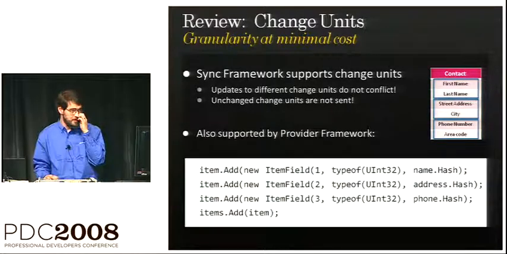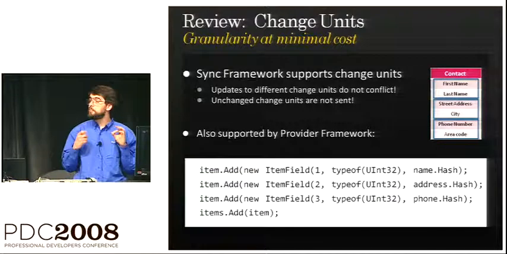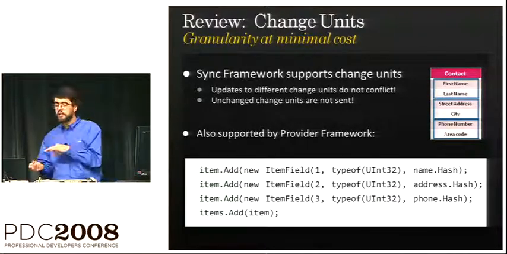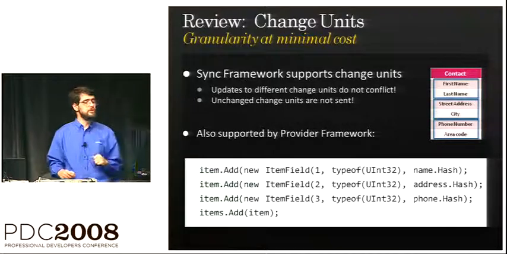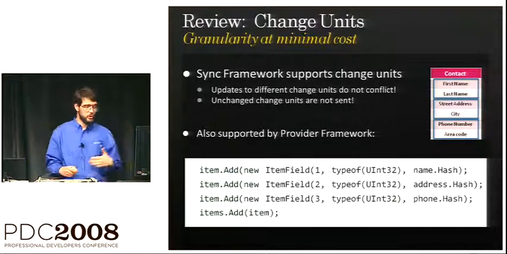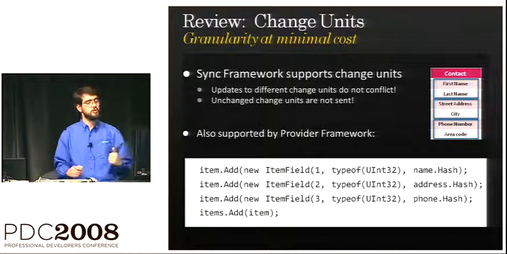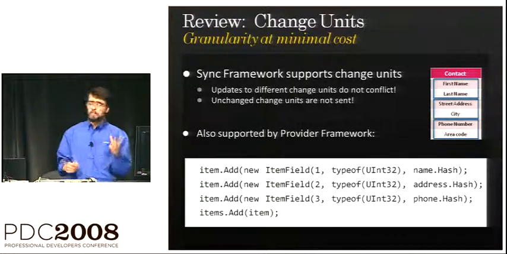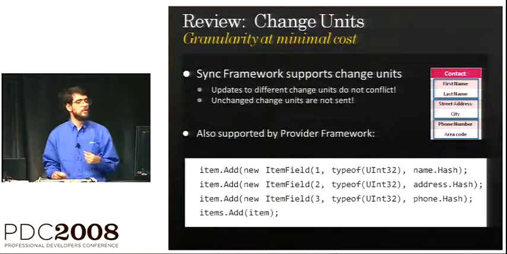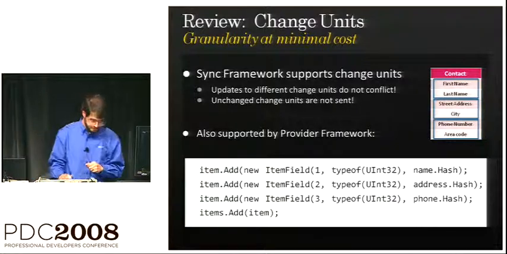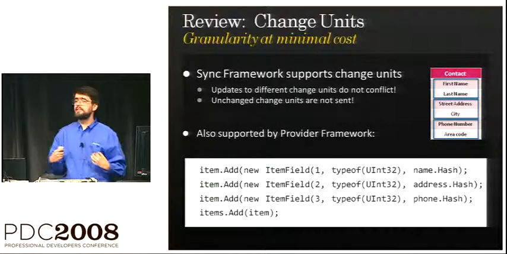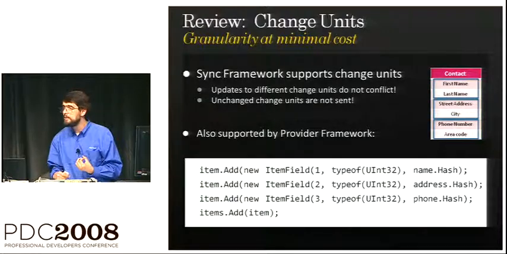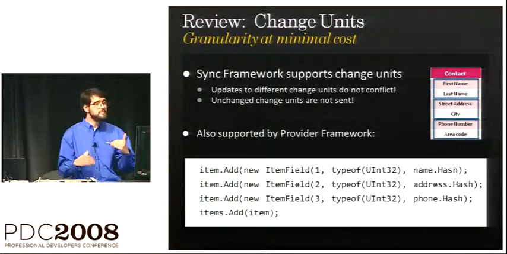That is something that is supported by v1, and it is now supported by Provider Framework, in that if you'd like to divide your object into a number of property groups, you can very easily do that by reporting, when you're reporting items, several item fields and specifying some kind of a version property for each. Now, of course, realize the more change units you have, the more metadata Sync Framework is going to have to keep. But this increase in metadata is very small.